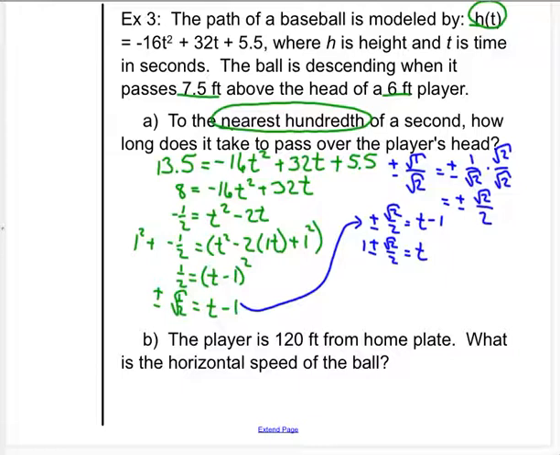So this tells us that the ball was descending when it passed over this player. So I know that the greater of the two answers is going to be the time. So I'm going to do the 1 plus square root of 2 over 2 as opposed to the 1 minus square root of 2 over 2. And when I calculated that as a decimal, I got about 1.71, approximately 1.71 seconds. So make sure you label your answer as well.